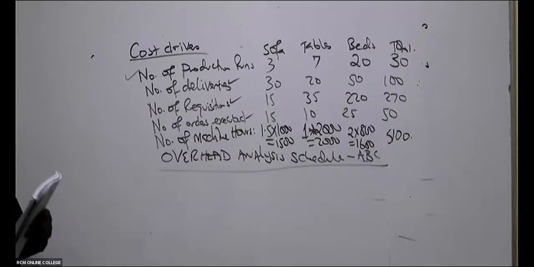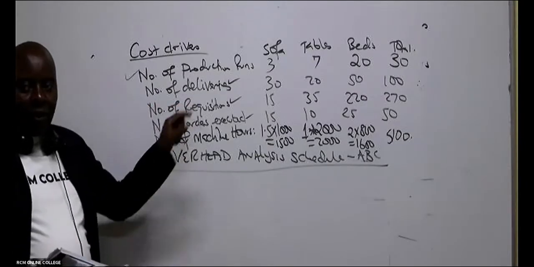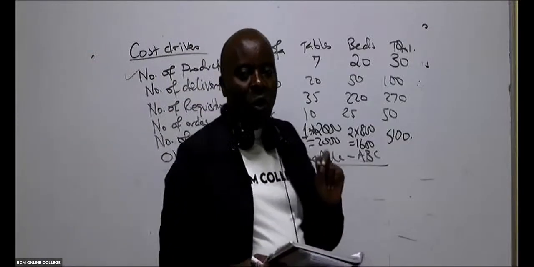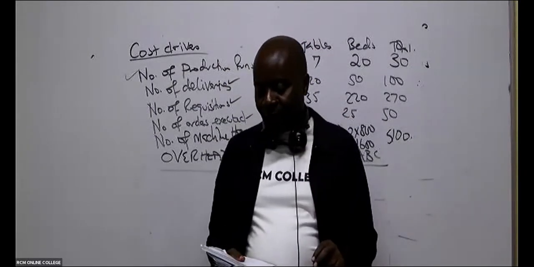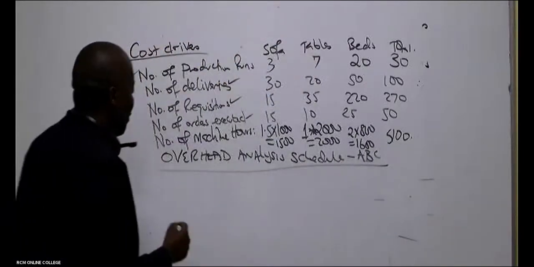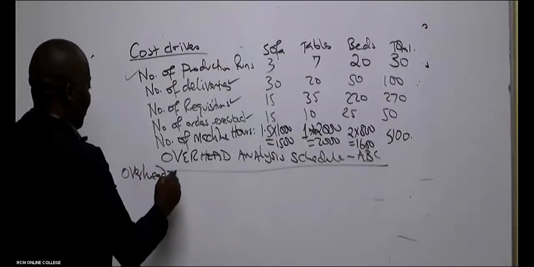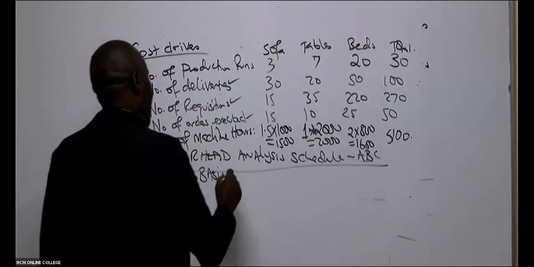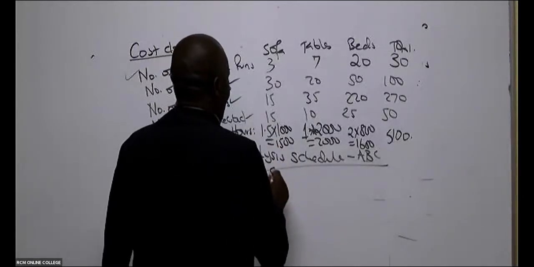Inspection cost, we are using number of deliveries. I've already checked. I was just going through each one of them, trying to see whether I've been able to capture all the bases, what we are calling cost drivers. All right. So then come and write here overhead item, basis, and then total. This total is what you spread to your products.